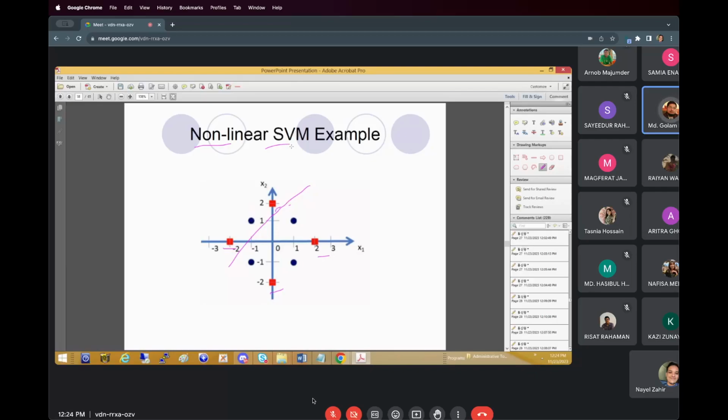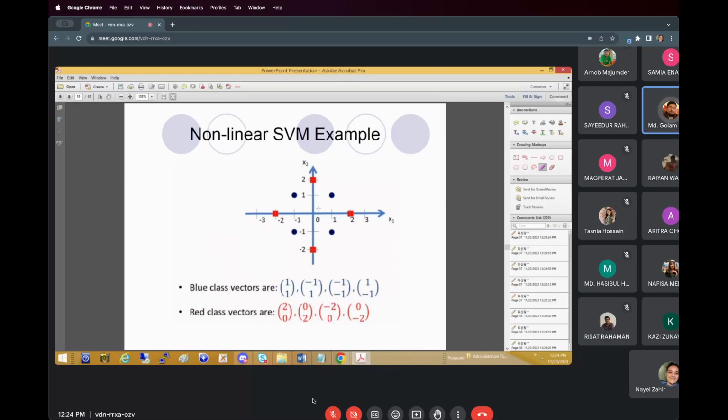To deal with the nonlinear SVM problem, the support vector machine usually considers some form of kernel trick, or we can say kernel function. It will transform the points into a new feature space, and after that it will apply our linear support vector classification algorithm.